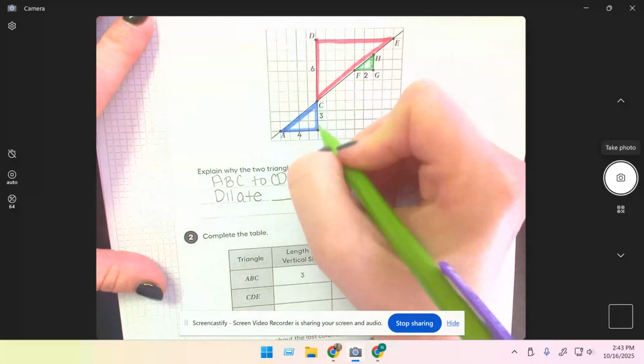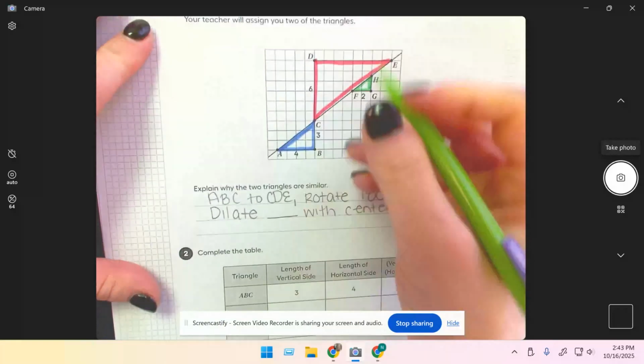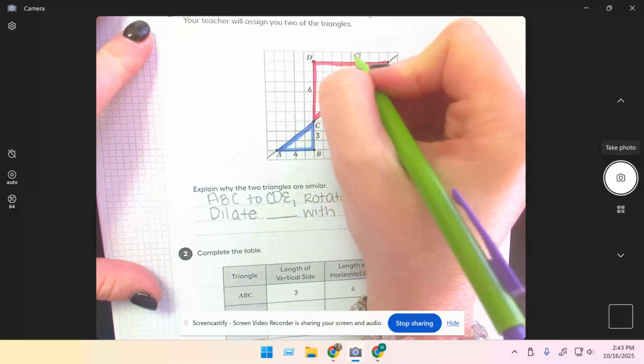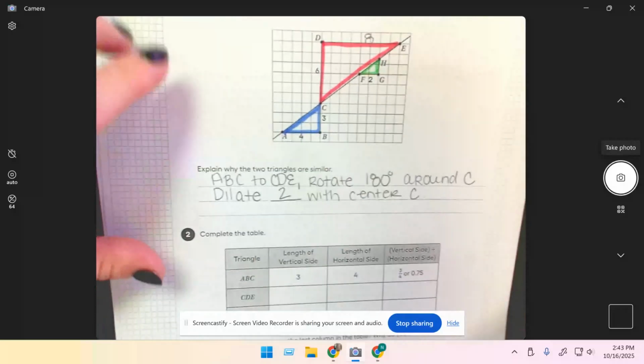Well, if you look, this height here is 3 and this is 6. This is 4. Let's see what this top one is: 1, 2, 3, 4, 5, 6, 7, 8. Hopefully you're noticing those are both doubling, so dilate with a scale factor of 2.